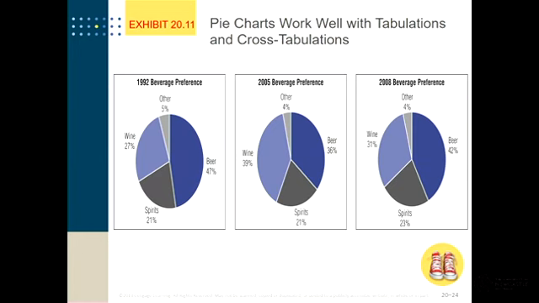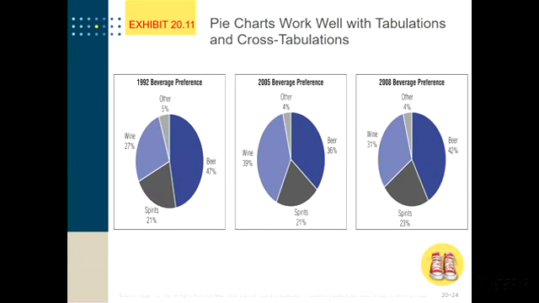Now, if you would have gone for a cross tabulation, what you would have is a cross tabulation in which the columns would have, for example, 1992, 2005, and 2008, and in the rows it will have beer, spirits, and wines. So the entire table will have some percentages.